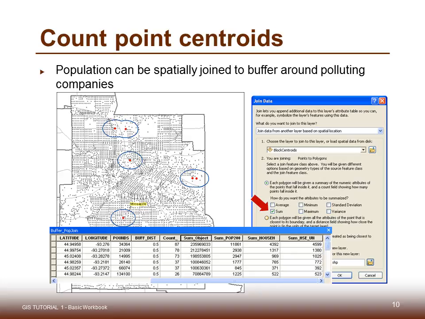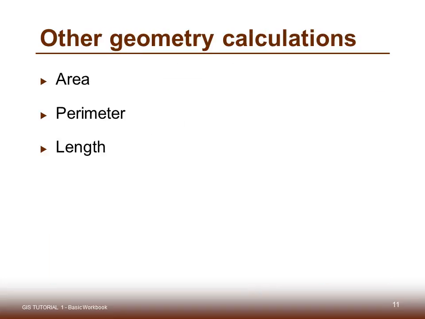So in this case, you've joined together data that includes population with positions, that is the latitude and longitude, of an event. Some other geometry calculations you'll learn about in ArcGIS in later chapters in the manual include area, perimeter, and length. And this concludes the brief summary of using point centroids as a way of calculating geometry within ArcGIS.